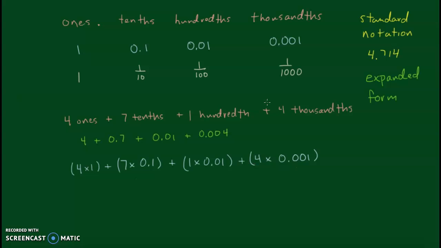The last example I'm going to show you is similar to this one, but now it's with fractions. So the first one will still be 4 times 1. That will go in parentheses. Then we're going to add 7 times 1 tenth plus 1 times 1 hundredth plus 4 times 1 thousandth. So those are 4 examples of how you can write a number in expanded form.